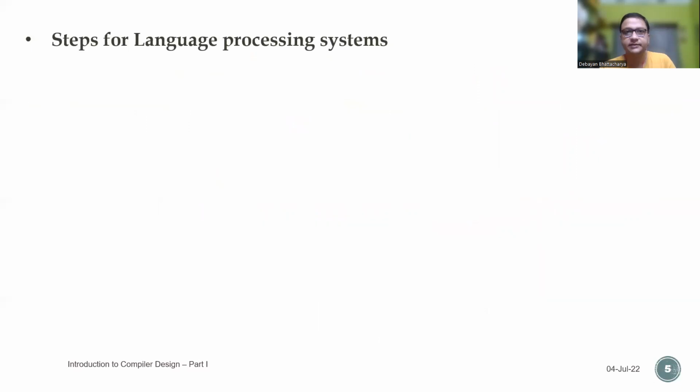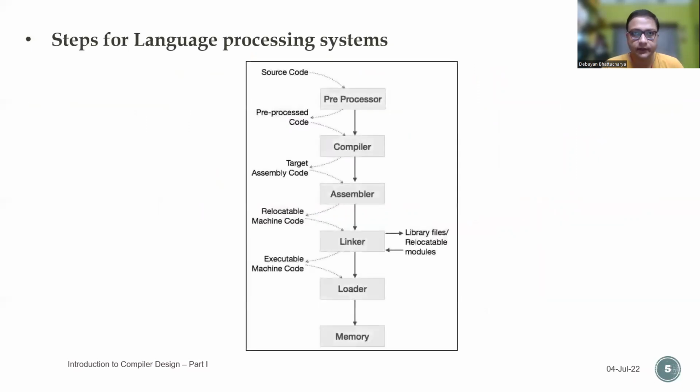Next, what are the steps of a language processing system? These are the steps involved in our system during the conversion from high level language to low level language. At first, there is the source code. The source code means the set of operations written in high level language by the user. That source code is given to the system as input, and at first it is handled by the preprocessor.